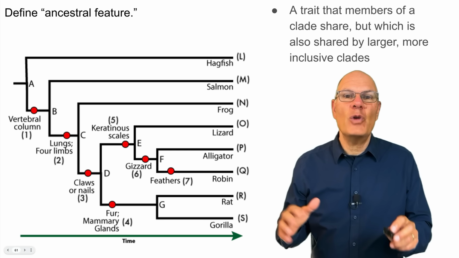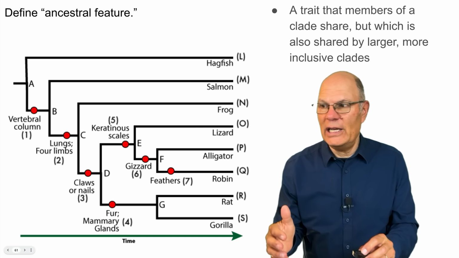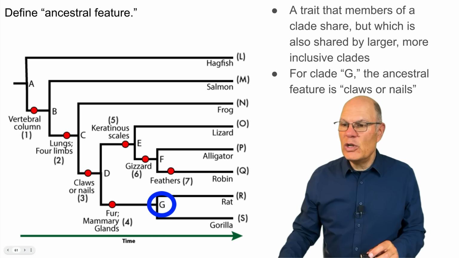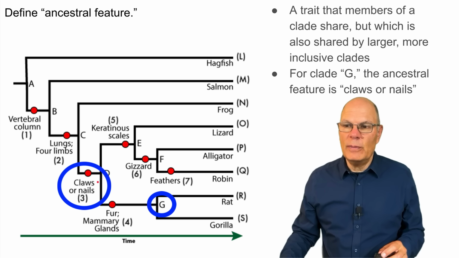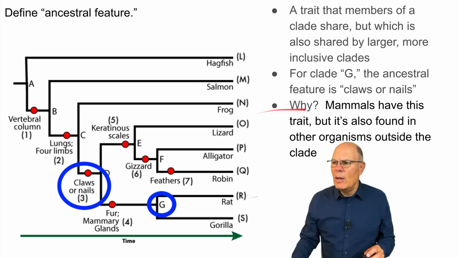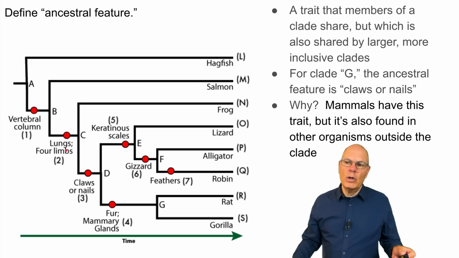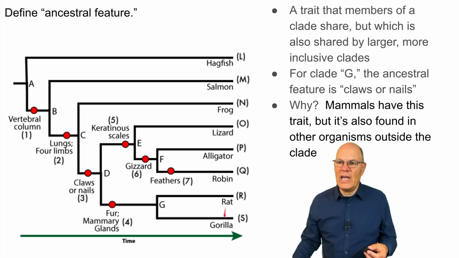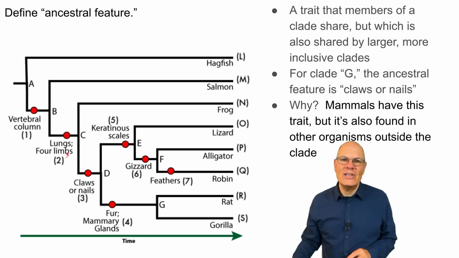Define ancestral feature. An ancestral feature is a trait that members of a clade share, but which is also shared by larger, more inclusive clades. It doesn't define the clade. So for clade G, which includes rats and gorillas, the mammal clade, an ancestral feature would be claws or nails. And why is that? Because mammals do have that trait, but it's also found in this larger, more inclusive clade that runs from lizards down to gorillas over here. Lungs and forelimbs is another ancestral trait of rats and gorillas, this mammal clade. It doesn't define the clade, but everyone in the clade has to have that because there's a larger, more inclusive clade that has that feature.